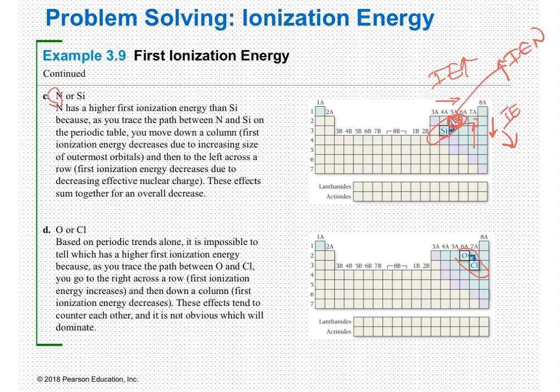The next two are going to have competing trends. So the left to right trend suggests that chlorine should have a higher ionization energy, okay? But the top to bottom trend suggests that chlorine should have a lower ionization energy. So you really don't know which one of those. You can make a guess, but again, I won't give you an uncertain question like this.